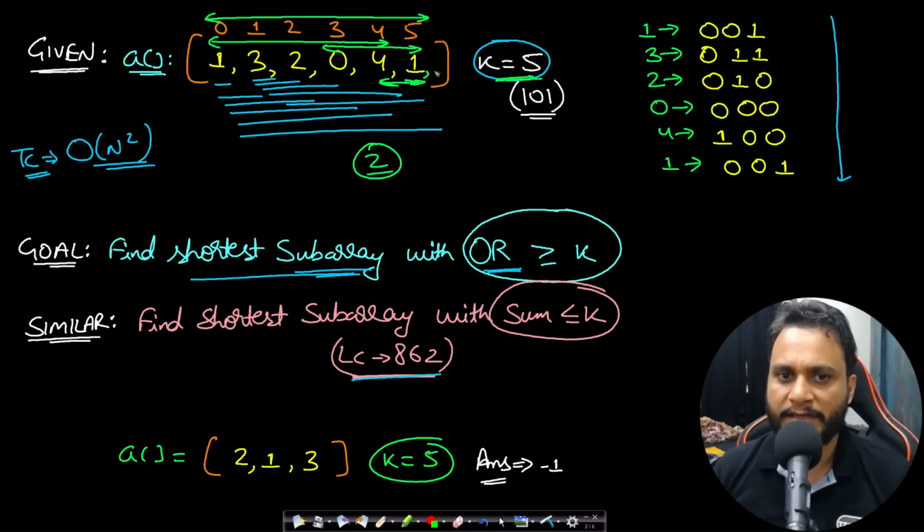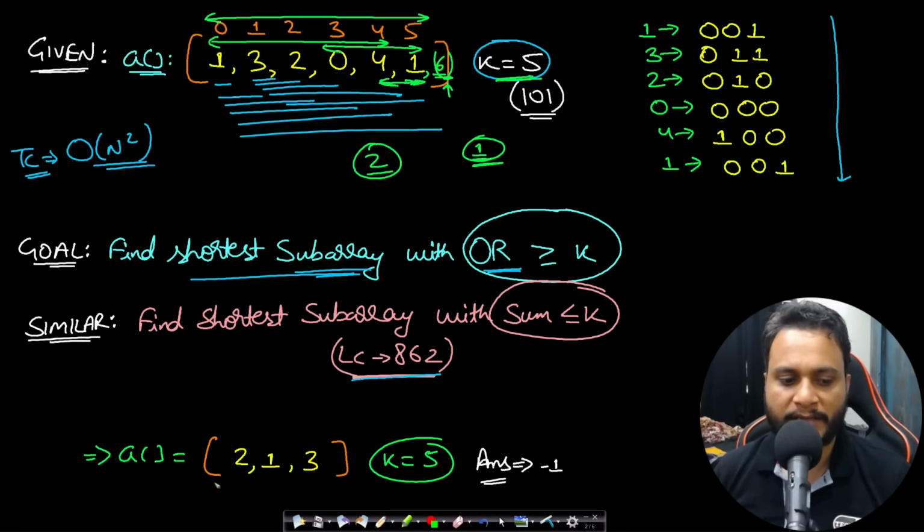If, let's say, there was an item 6, then it will always be possible to take just a single item to say that the bitwise OR will be greater than or equal to k, so the length will be 1. So if in the array you have an element which is greater than or equal to k, then the answer will always be 1. Otherwise it will be greater than 1, if possible. All the time it will not be possible.